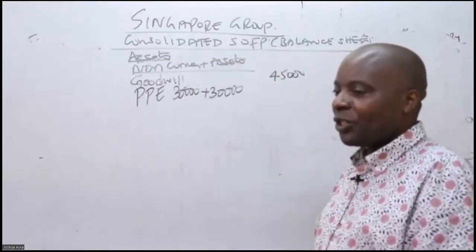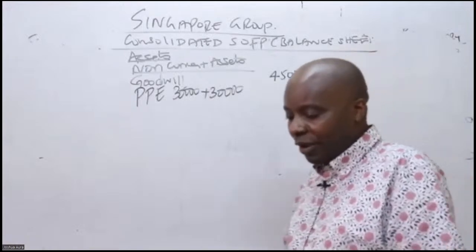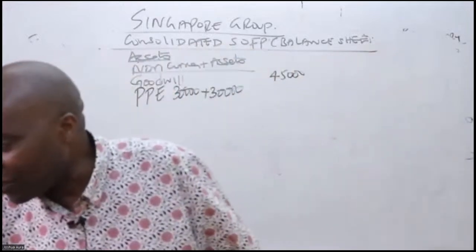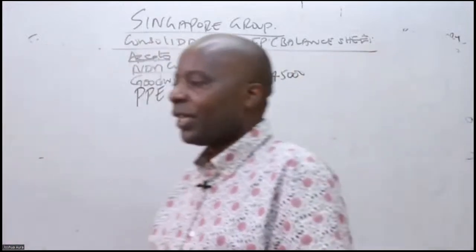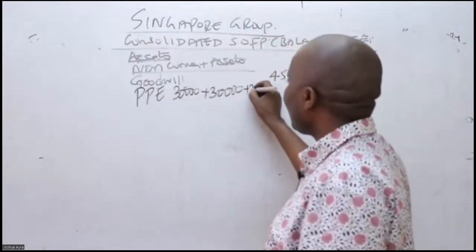There was a revaluation of 20,000. Was it 20 or 25,000? The revaluation was 25,000. So in this case here, plus 25,000.